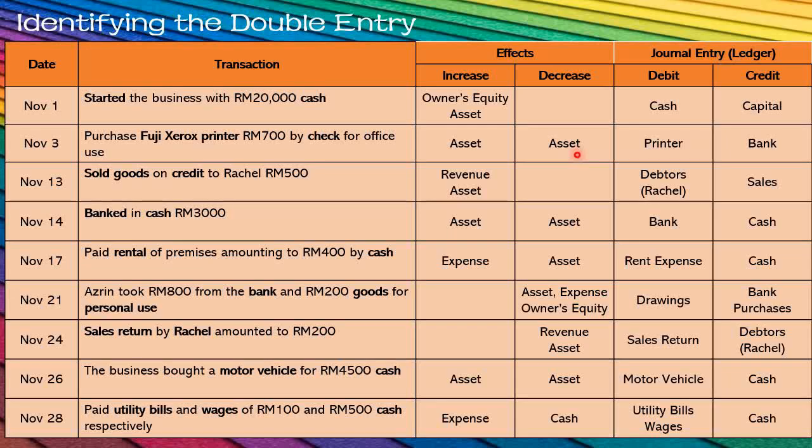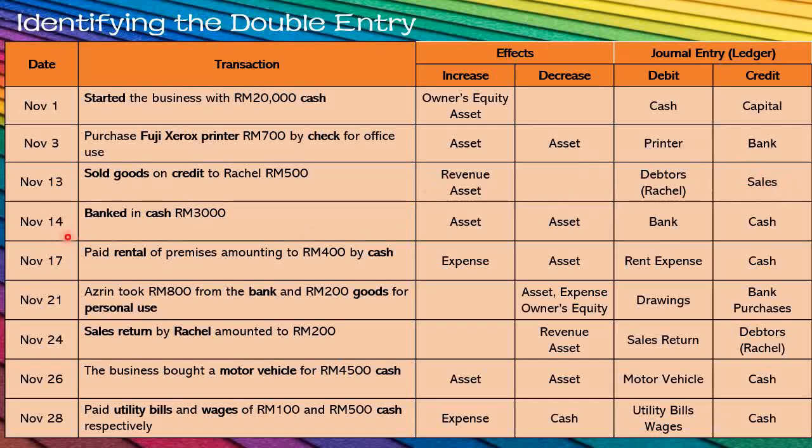Asset is also decreased because of the usage of bank. Okay, so debit printer, credit bank. Okay, and then on November 13th, sold goods on credit to Rachel. So revenue kita bertambah, aset kita bertambah sebab penambahan debtors. So asetnya adalah debtors, so debit debtors, credit sales, ini adalah revenue lah.